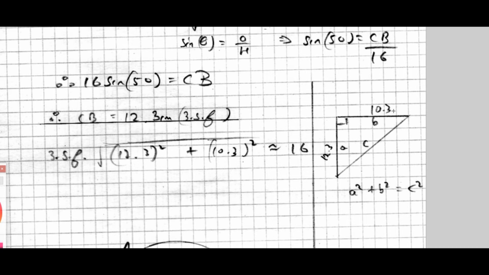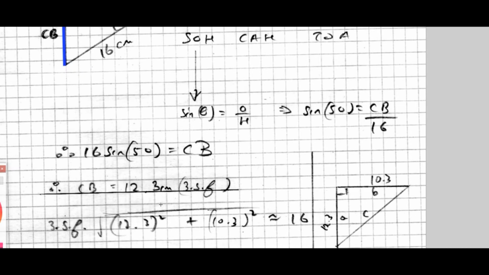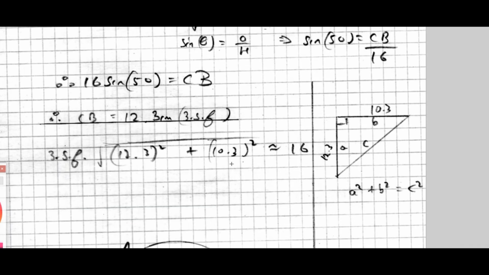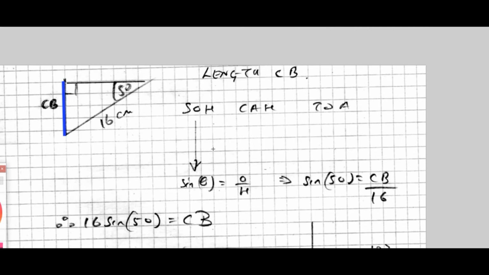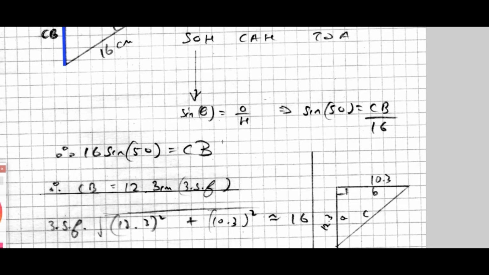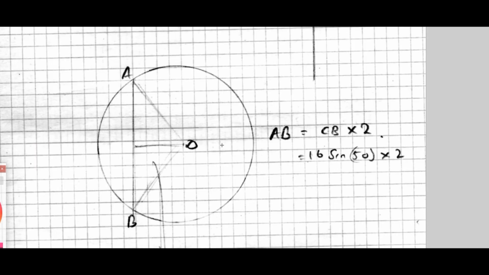For now, 12.3 squared plus 10.3 squared, if you square root it to find c, you do get around 16. So these values are correct that we've got here, and so we can utilize that as a little bit of a check. Now let's add more to this.